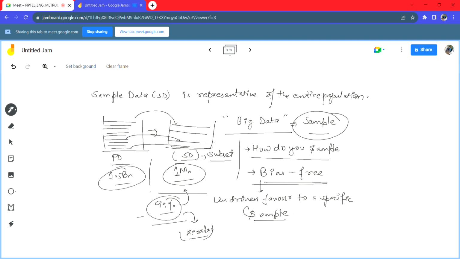Why? Because the literacy rate here is very, very high as compared to other parts of the country. Let us say if you talk about Bihar, where the literacy rate is low, or maybe the tribal areas of Chhattisgarh and Jharkhand, where the literacy rate is low. So your data is biased. Your sample is biased here. Fine. So it is very important for you to take the samples in such a manner that they are bias free.